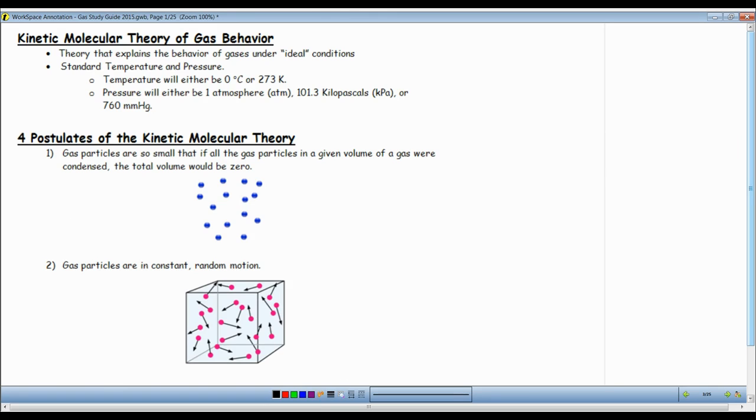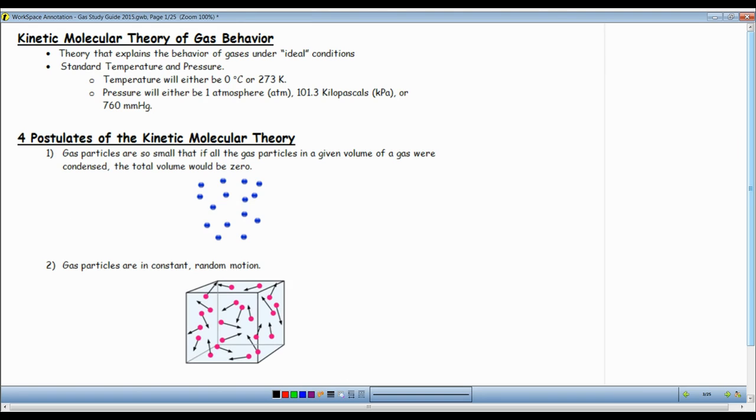Now today there are a few that maybe need to be tweaked because obviously as time goes on we have more sophisticated lab equipment and we can collect more sophisticated lab data. So this kinetic molecular theory describes what we call gases under standard temperature and pressure. We call these ideal conditions.